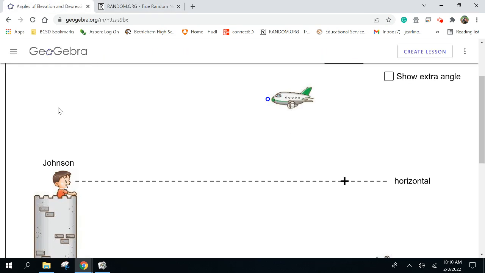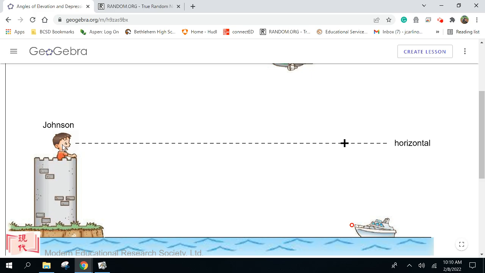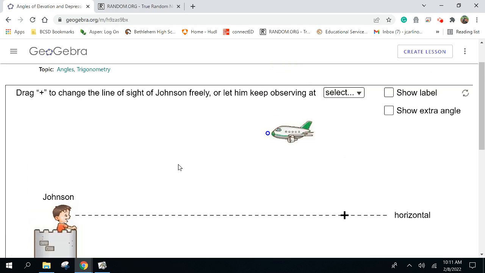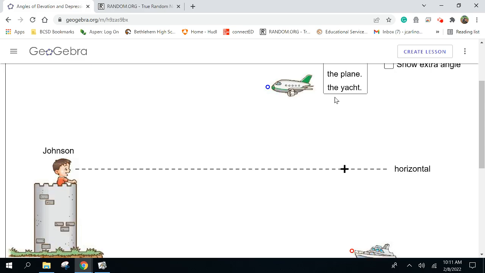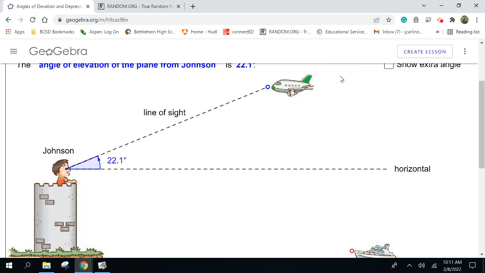All right, so we've got Johnson. I have no idea what he's in right now, I have no idea what that is. But he's looking straight ahead, so his line of vision, straight ahead, makes a horizontal line. All good? All of a sudden, a plane flies above his head, and he wants to look at the plane. So take a look right now at the angle he's going to start forming.